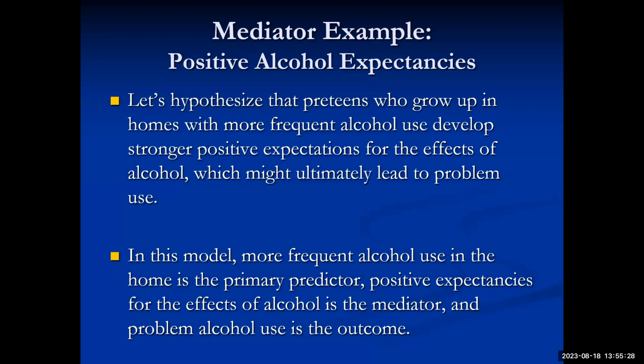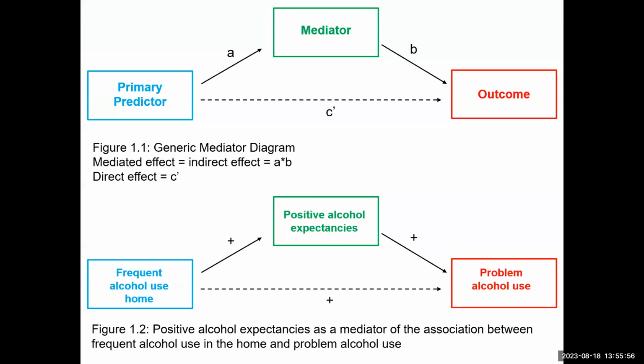Let's hypothesize that preteens who grow up in homes with more frequent alcohol use develop stronger positive expectancies for the effects of alcohol, which might ultimately lead to higher levels of problematic alcohol use. In this model, more frequent alcohol use in the home is the primary predictor. Positive expectancies for the effects of alcohol is the putative mediator, and problem alcohol use is the outcome.